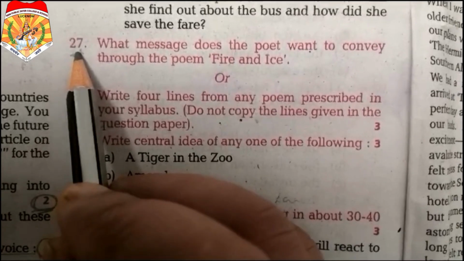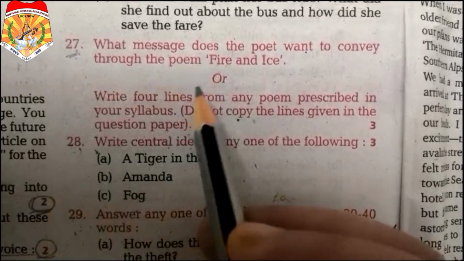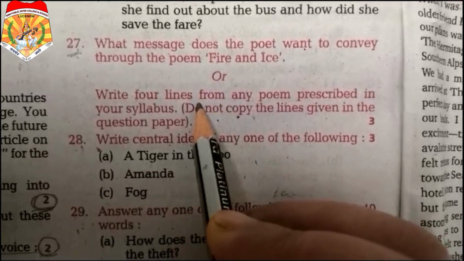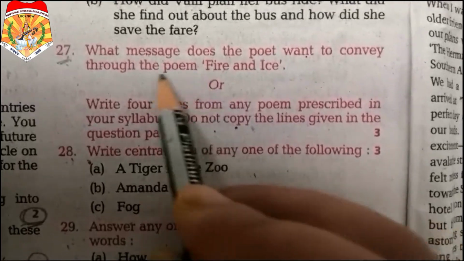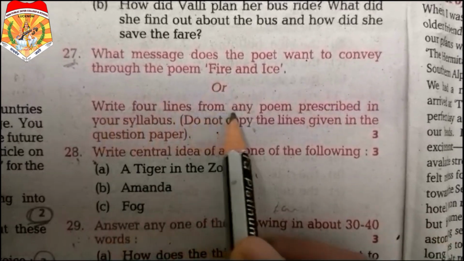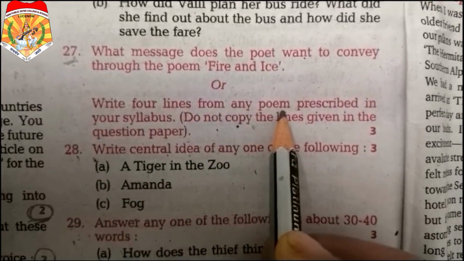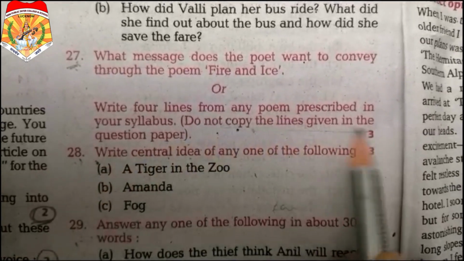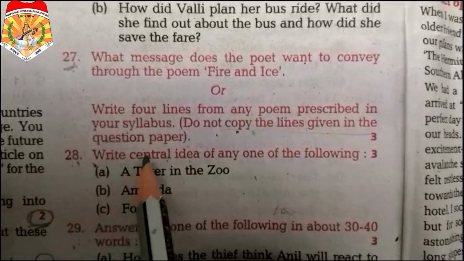And now we come to question 27. This question is asked from poetry, and choice is given in this also. You have to write the answer to the given question, or you have to write 4 lines of any poem given in your textbook, which is not given in question paper.